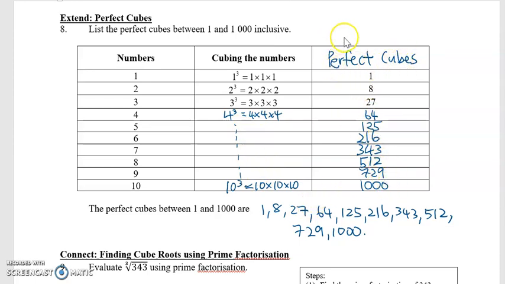Okay, so all the numbers here are your perfect cubes. Remember that the perfect squares and perfect cubes are the numbers you get after you square or you cube the numbers. The perfect cubes between 1 and 1,000 are actually all of these. Then we will go on to the next part.